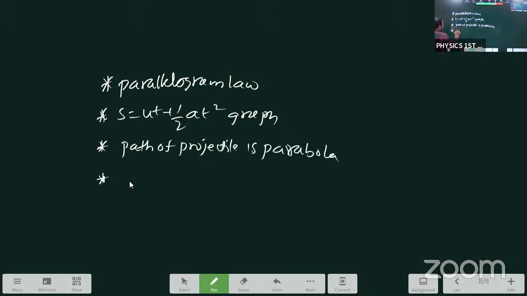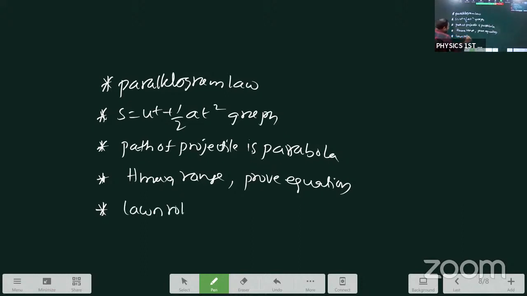Next, H max, range. Prove equations. Next, lawn roller. Pulling is better than pushing in the case of lawn roller. Next, method of decreasing friction. So students, these are the questions.